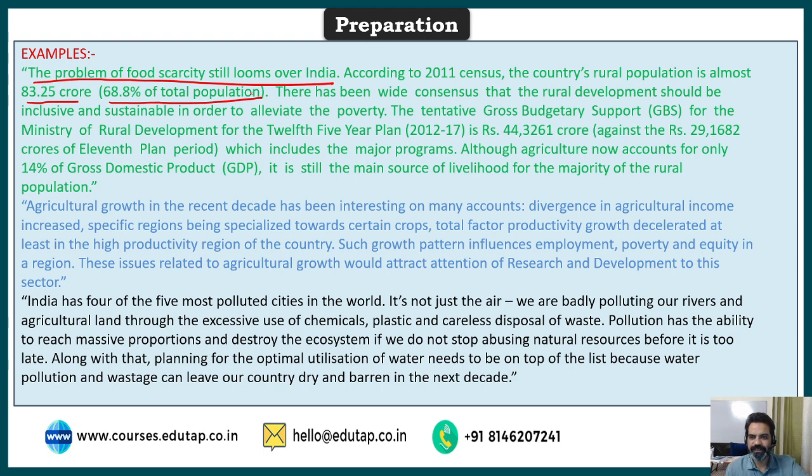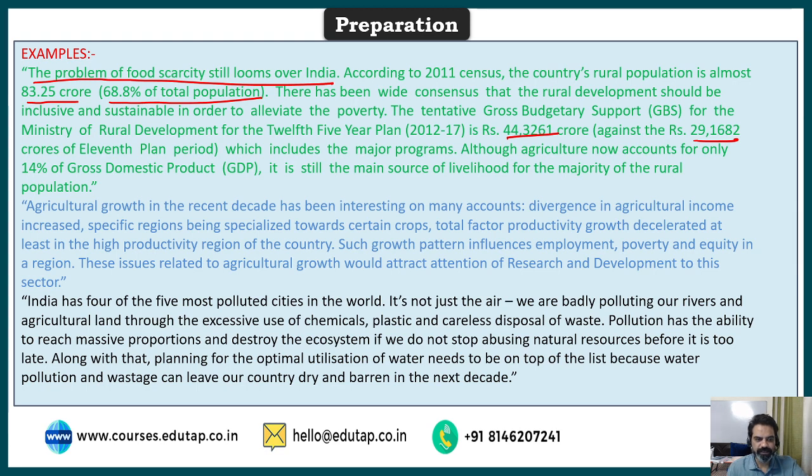Now there has been wide consensus that rural development should be inclusive and sustainable in order to alleviate poverty. The tentative gross budgetary support (GBS) for the Ministry of Rural Development in the 12th 5-year plan is this many crores against this many crores in the 11th plan, which includes the major programs. Although agriculture now accounts for only 14% of the GDP, it is still the main source of livelihood for the majority of the rural population. See, this is what your paragraph should look like. If you are stating something, the problem of food security still looms over India, then you discuss it in facts. Whatever you want to convey, you should convey it with facts and data.